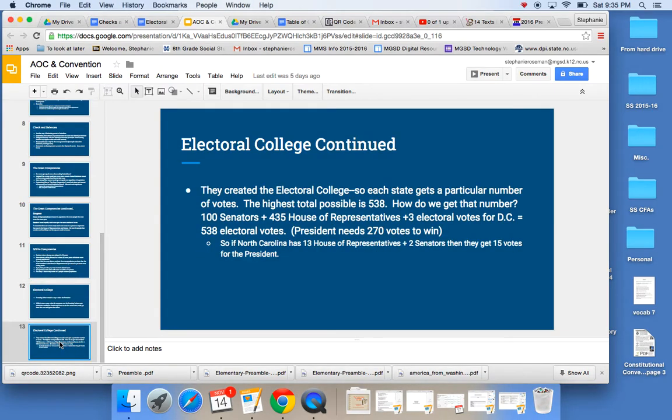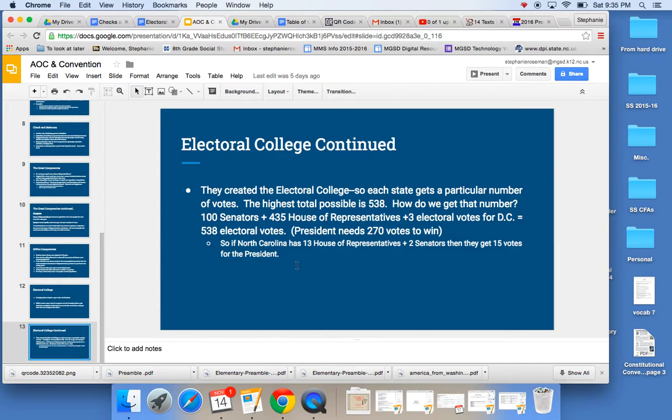So what they decided to do is create what's called an electoral college, and not like a college that you go to school to. There's nothing to do with that. And so each state gets a particular number of votes. So no matter how many people are in that state, the number of votes is capped. And I'll show you the map in just a second.